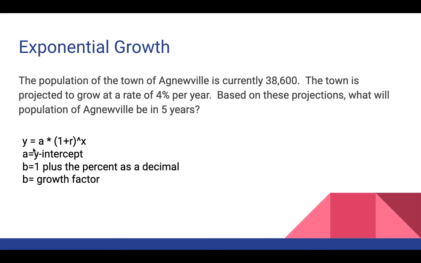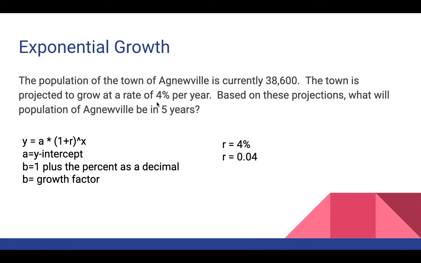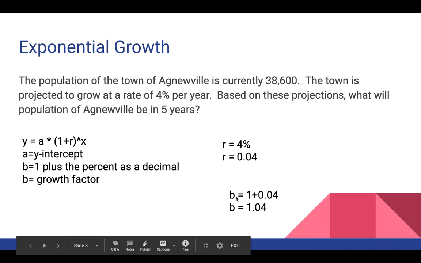So the formula is y equals a times b to the x power, where b is 1 plus the interest rate as a decimal. So a is the y-intercept, b is 1 plus the percent as a decimal, which is the growth factor. So the growth rate is 4%, so we'd express that as a decimal. So our growth factor would be 1.04, which means 104% is what we're multiplying by.